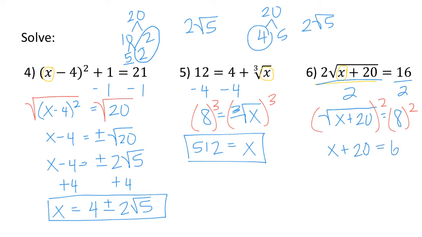And then 8 squared is 64. And then I just have x plus 20. I don't want x plus 20. I just want x. So I'm going to subtract the 20, and I get 44.